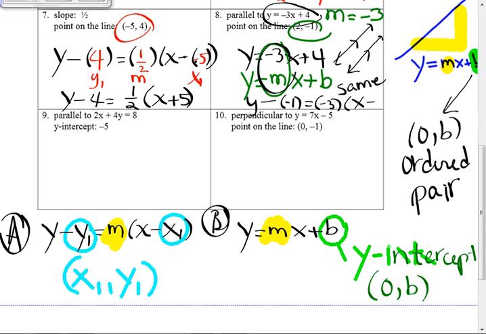What's the x coordinate here? No, what's the x coordinate? I don't see a 4. Oh, no. That's the y-intercept. Yes. You guys, we've got to get the vocabulary.